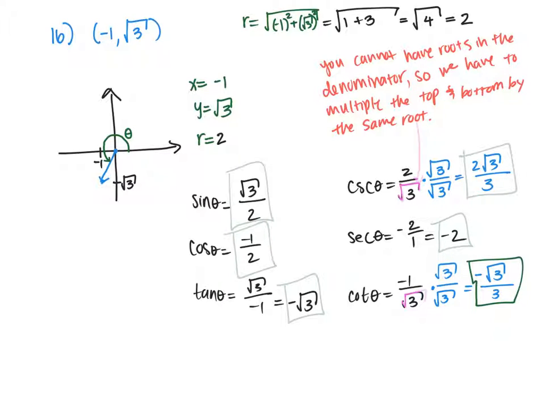Once you notice that there's no more roots in the bottom, you know that you're good. What this process is called when you're trying to get the root from the bottom and multiplying by the same root, this is what we call rationalizing the denominator.